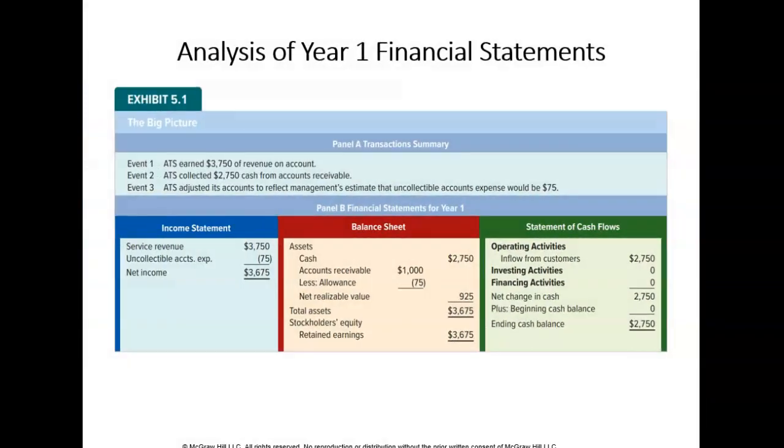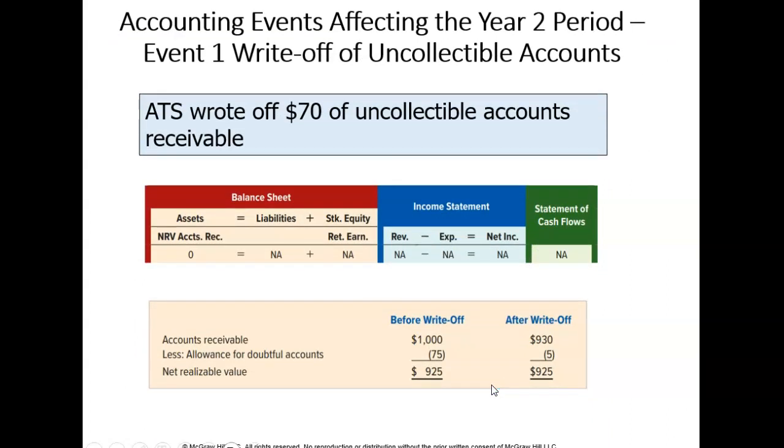So now you see from year one, this is showing the income statement, revenue minus your expenses. This is showing your balance sheet. Notice that the accounts receivable, the allowance account, subtracted from accounts receivable to get your net realizable value, added to your cash account. Statement of cash flows: we had an inflow of cash of $2,050, which was shown as an operating activity. So now we're going into year two.